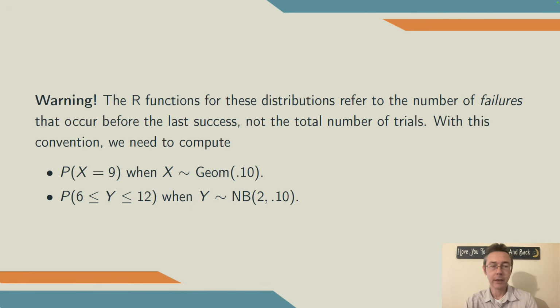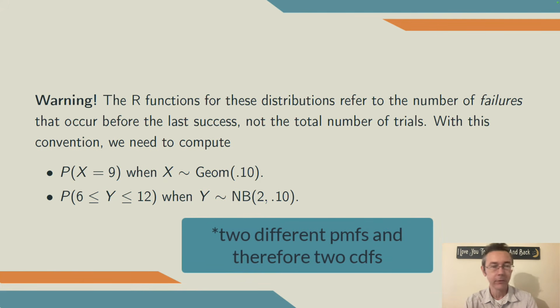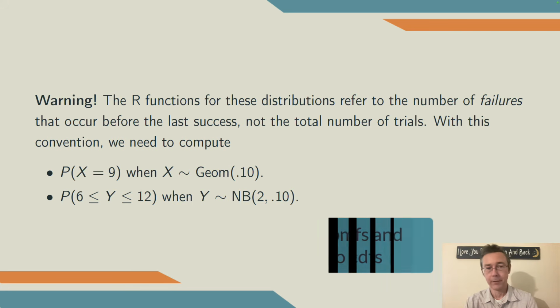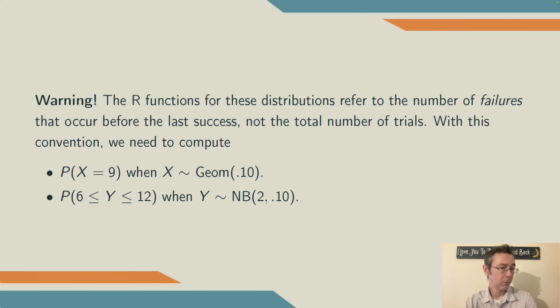Now, you have to be really careful when dealing with the negative binomial and geometric distributions because they're two different PDFs and therefore two different PMFs, and so you kind of have to be aware of them. Typically, when I'm talking about these distributions, I'm talking about the total number of trials needed. When you're using R, it's referring to the total number of failures that occur before the last success. Now, it's not too hard to translate back and forth between the two because the total number of trials is the number of failures plus the number of successes, but you definitely have to keep an eye out for which one you're talking about and translate back and forth as needed.